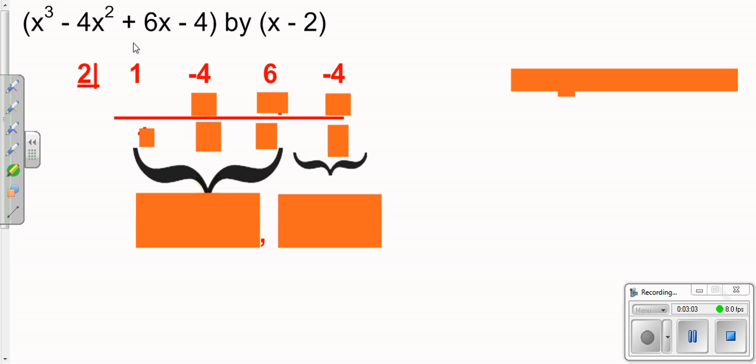By the way, if you were missing any terms, you'd have to put in a 0 as a placeholder. So if we didn't have any squareds right up here, we'd have to put in a 0 to hold that location. And then once again, all we do is add and multiply.